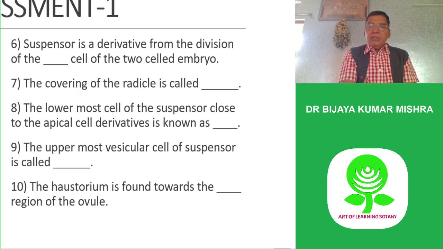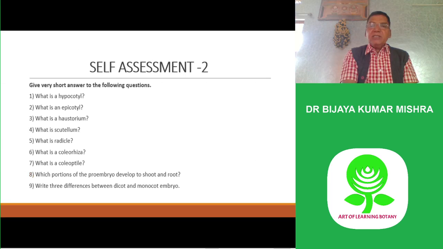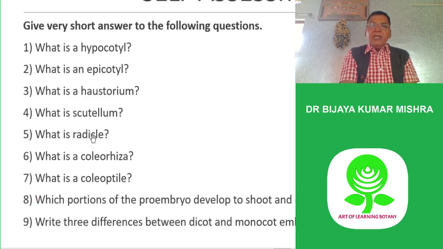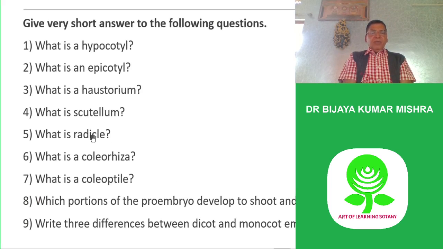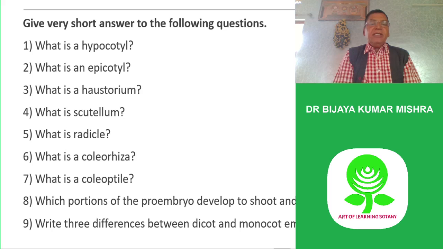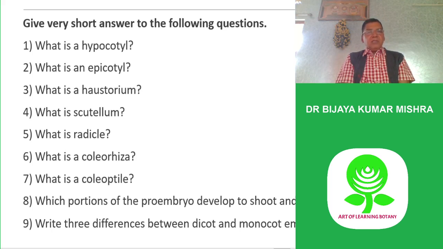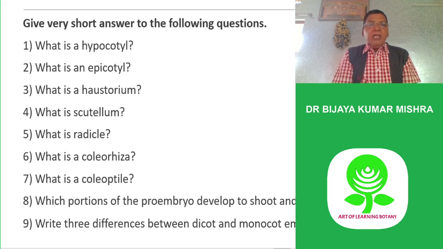Now coming to the next question, we will get the short answers. Now let us see the short answer questions. What is a hypocotyle? Hypocotyle is the lower region of the proembryo below that of the cotyledon. It gives rise to the radicle and the root system. What is an epicotyle? Epicotyle is the embryonic part above the cotyledon in a proembryo. It contains plumule, terminates to plumule and gives rise to the shoot system.